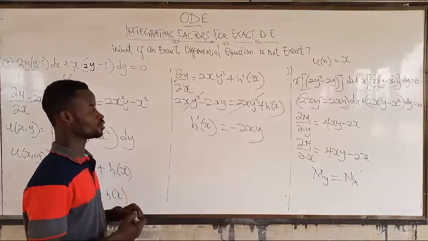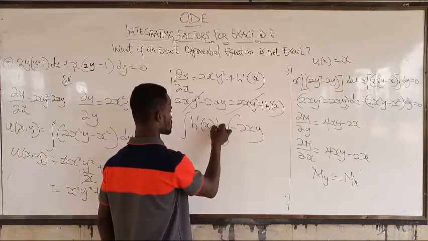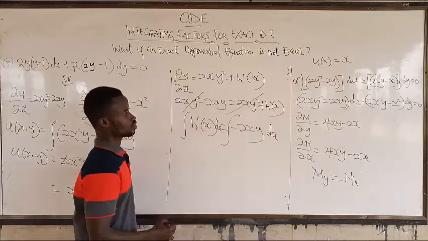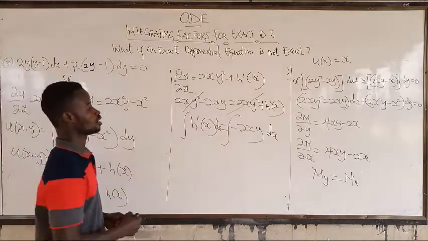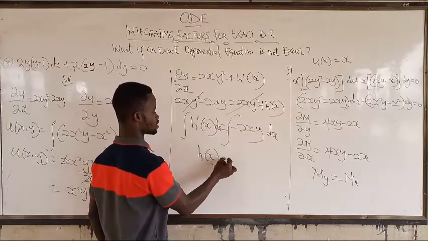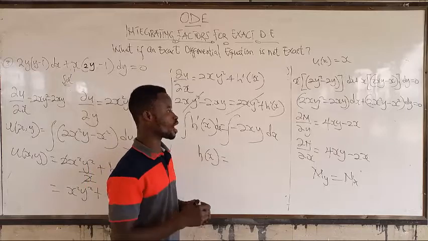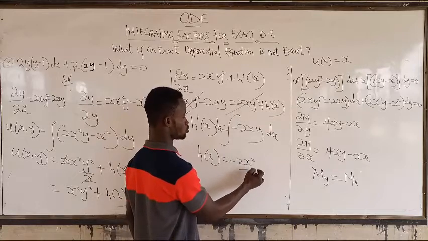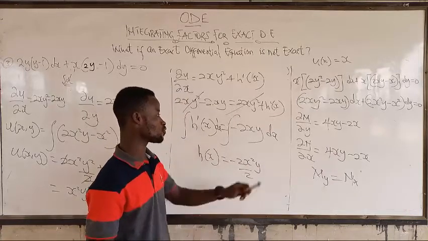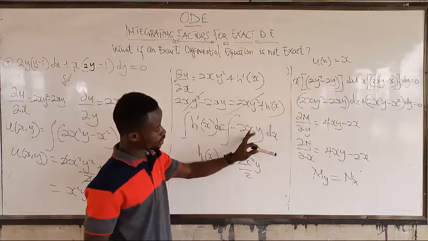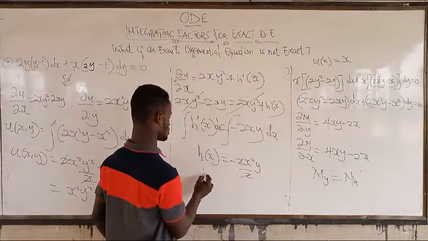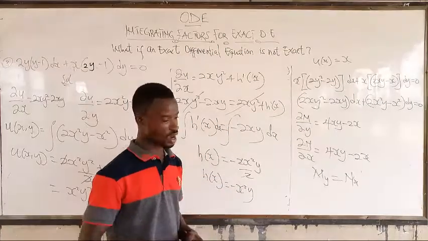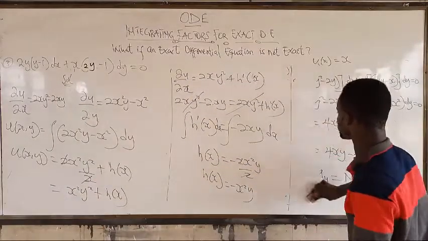Alright, then what do we do? We integrate both sides with respect to x. Okay, so here we get h of x is equal to, now we are treating y as constant, so we get negative 2x squared over 2 times y. Treating y as constant, so forget about the y. Okay, so we get this for integration. This cancels this. Very good.